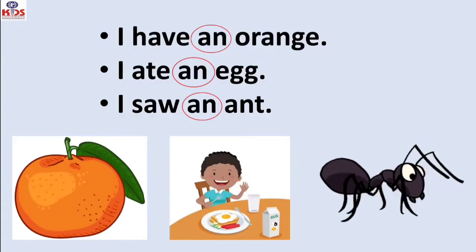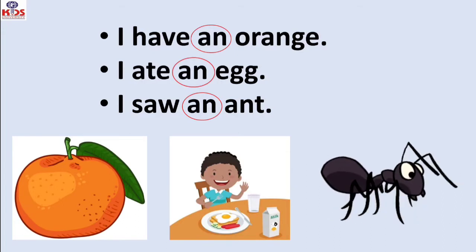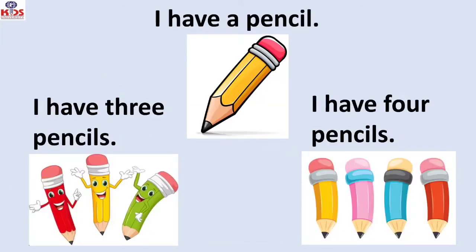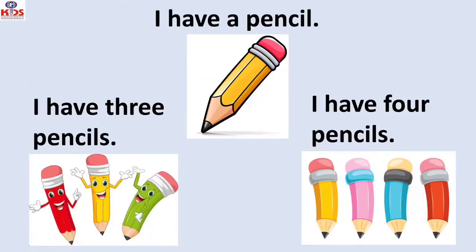And what about the last sentence? I saw an ant. Again, we have A over here, which is a vowel. That's why we have put n before it. In the same way, if we say, I have a pencil. I have 3 pencils and I have 4 pencils. I have 3 bags and I have 5 books. These all are countable nouns.